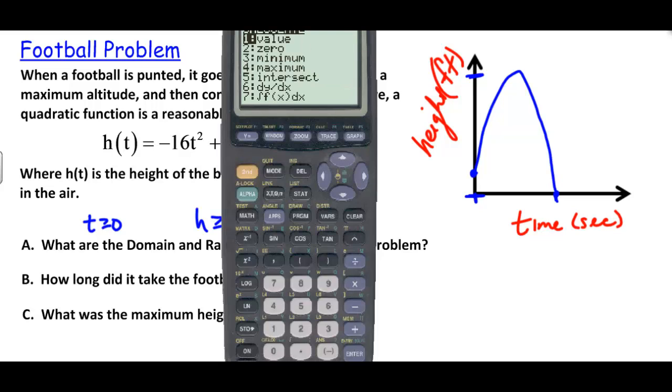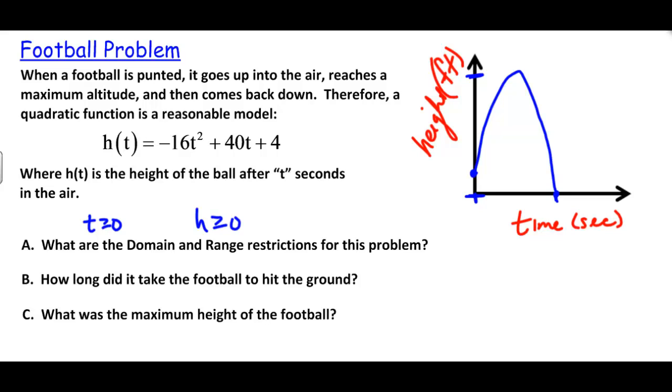So I'm going to hit second trace, number 5. What I want to do is move over to be closer to that one. I'm going to hit enter 1, 2, 3. And I find that, remember, this is as close to 0 as we can get. This still means 0. At about 2.59 or 2.6 seconds is how long the ball was in the air. That's our hang time. So it takes 2.6 seconds to hit the ground.